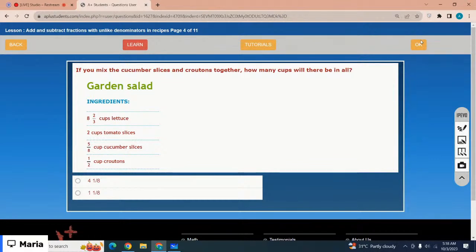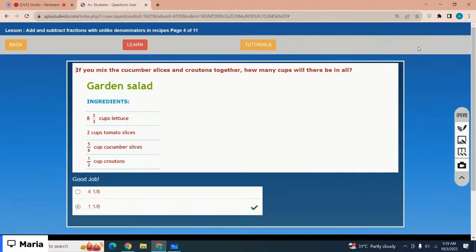The correct option is 1 whole 1 over 8, isn't it? Yes, that would be 1 whole 1 over 8 because when you multiply 1 over 2 by 4, that would be 4 over 8, and 5 plus 4 is 9 over 8. Yes, that would be 1 whole 1 over 8.